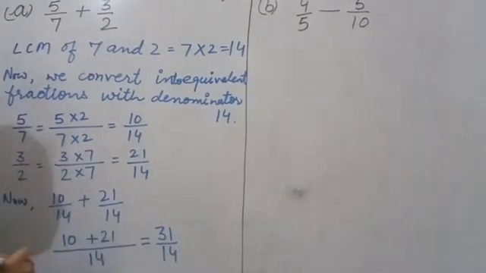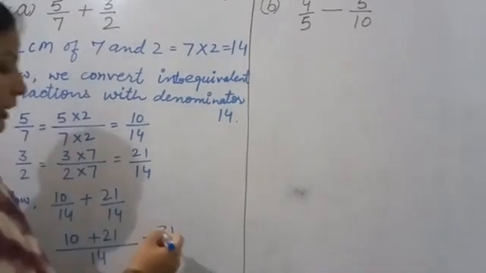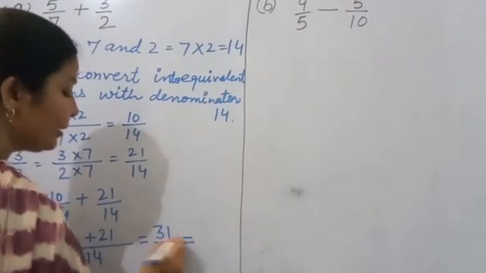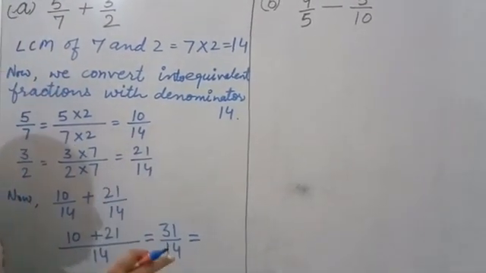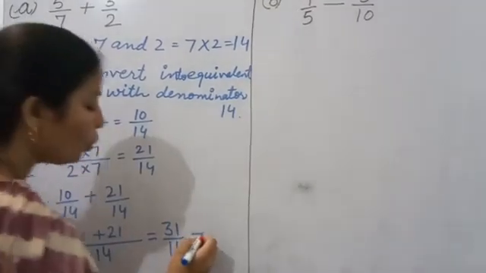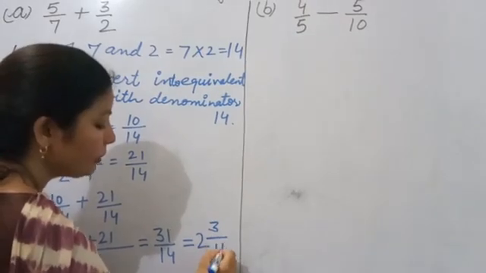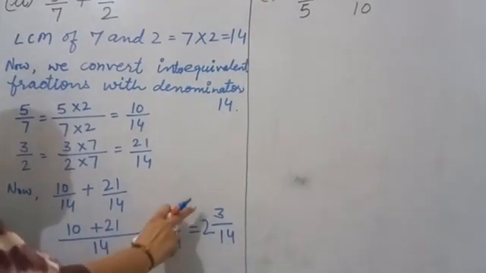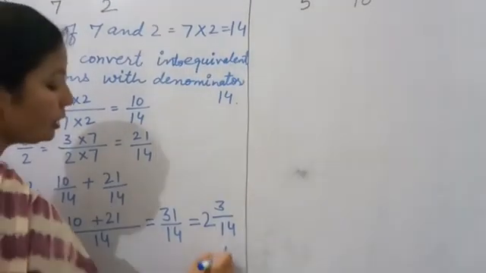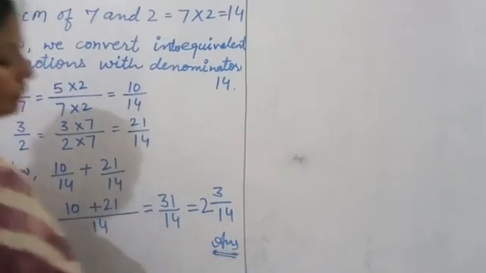Now this is an improper fraction, so we change it into a mixed fraction. So 31 divided by 14. When we divide 31 by 14, we will get 2 whole 3 upon 14. That's your answer. So like this you will solve.